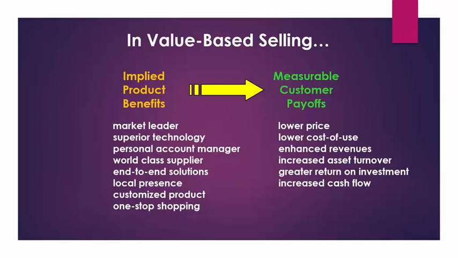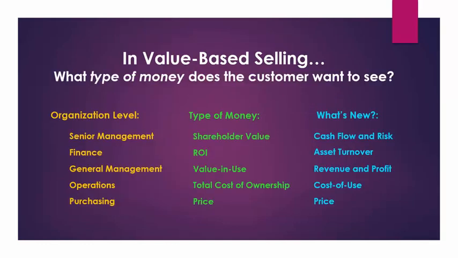Now I can convert or translate them into measurable payoffs, and these tend to revolve around the following monetary metrics: lower price, lower cost of use, enhanced revenues, increased asset turnover, greater return on investment, and increased cash flow. So again, if I move from left to right, I'm coming up with a more persuasive argument that gets the customer to buy my product.